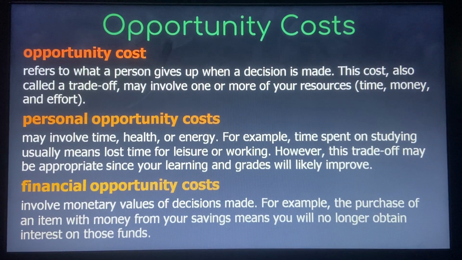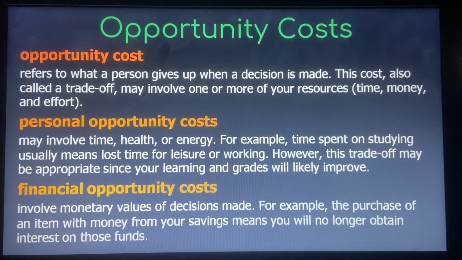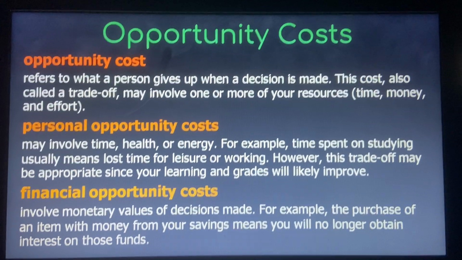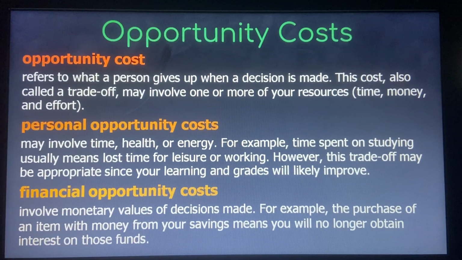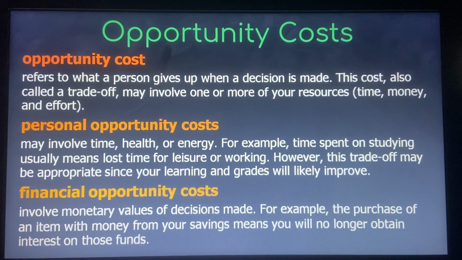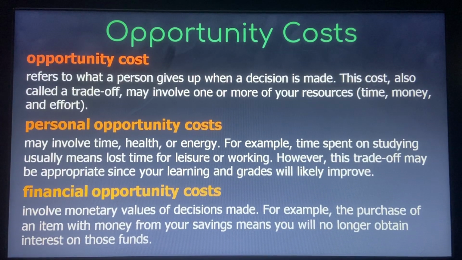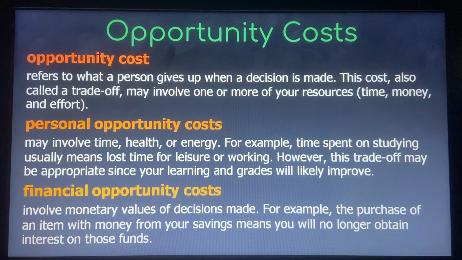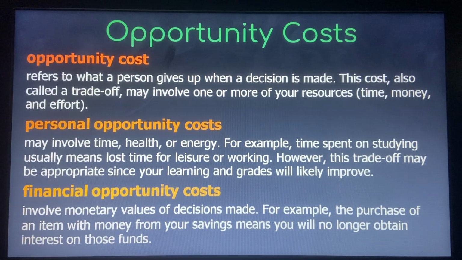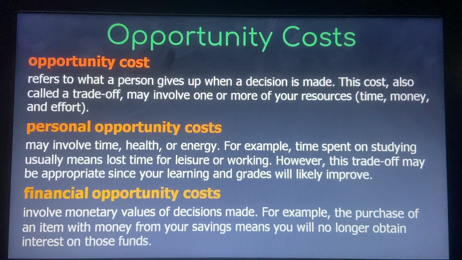Personal opportunity cost: time, health, or energy. For example, time spent on studying usually means lost time for leisure or working. However, this trade-off may be appropriate since your learning and grades will likely improve. So, let's say that you want to have a vegetable garden and you want to grow tomatoes. And you can spend time, money, energy into growing these tomato plants, and you have to go out there and weed them and fertilize them and keep the bugs away and the rabbits away.